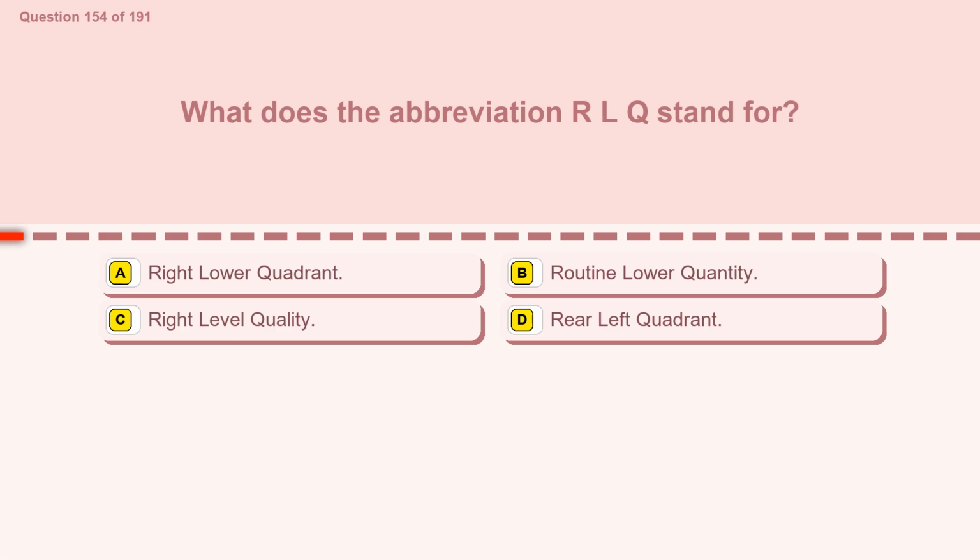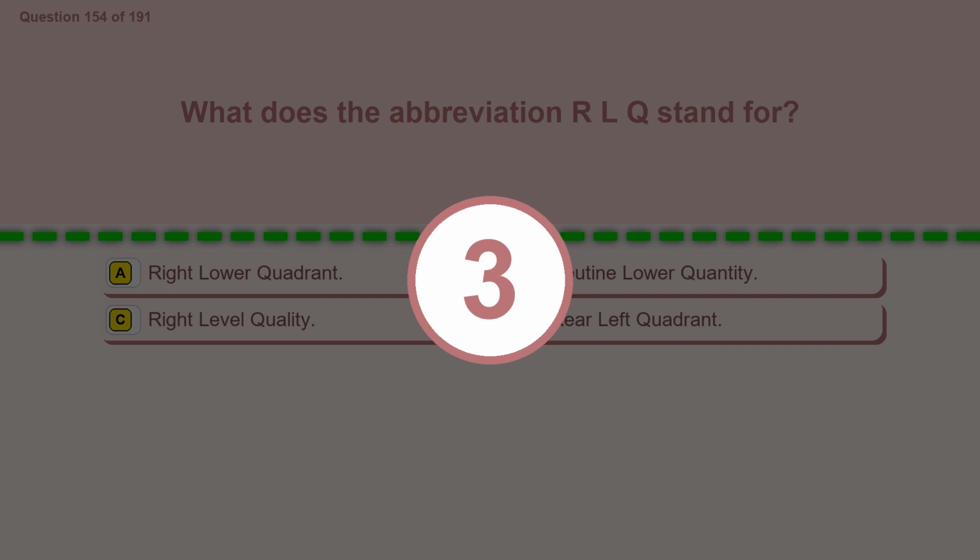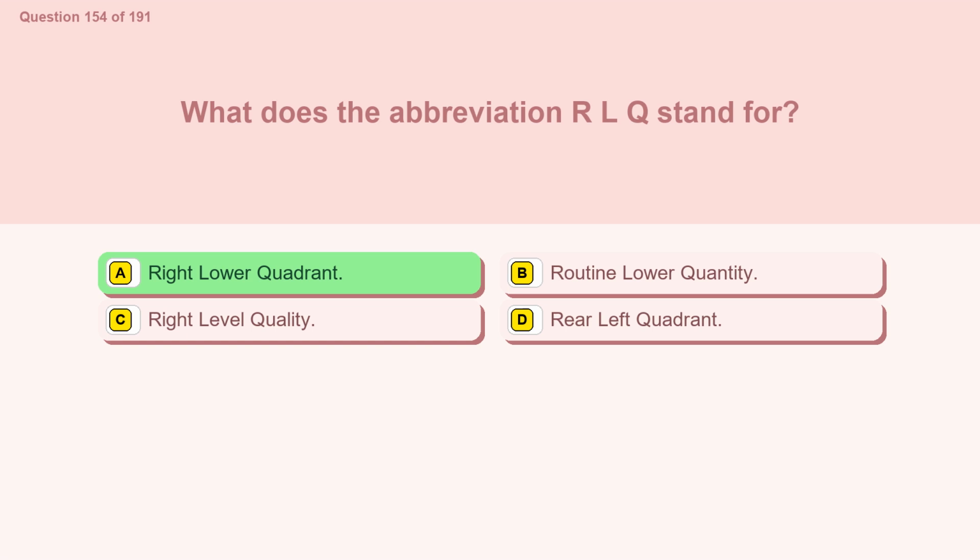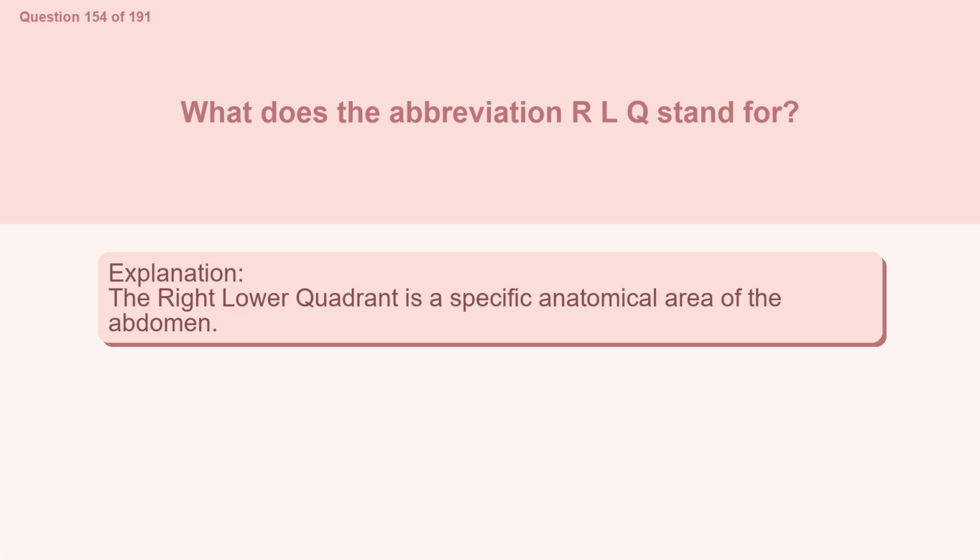Question 154. What does the abbreviation RLQ stand for? Option A, right lower quadrant. Option B, routine lower quantity. Option C, right level quality. Option D, rear left quadrant. The correct answer is option A, right lower quadrant. The right lower quadrant is a specific anatomical area of the abdomen.